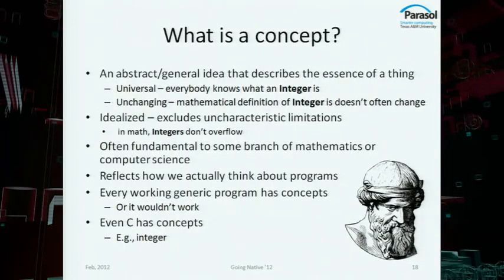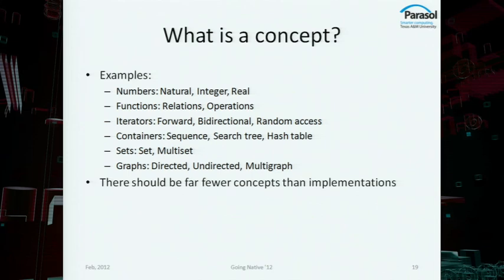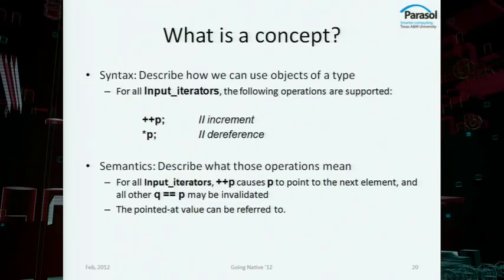You look at it, there are integer types, there are floating point types. They are there already. We have to uncover them. So there are some examples here: natural numbers, integers, reals, functions, iterators of various sorts. Lots of it. So let's see. To characterize an object, we have to describe how we can use objects of a type. For all input operators, we have to be able to do increment to get the next one, and dereference. That's the syntactic part of it. That was the syntactic part in the tables, the left-hand side.